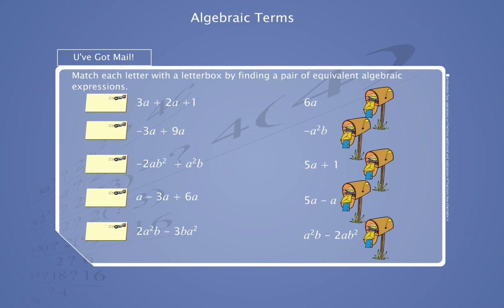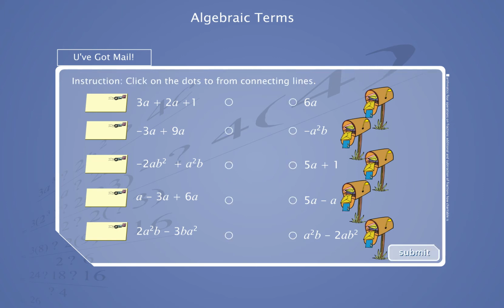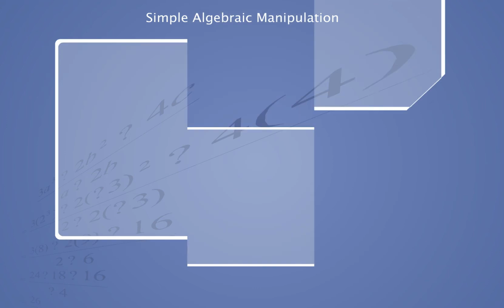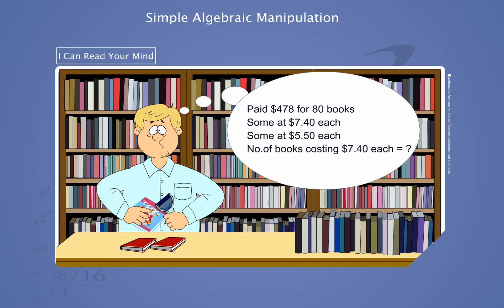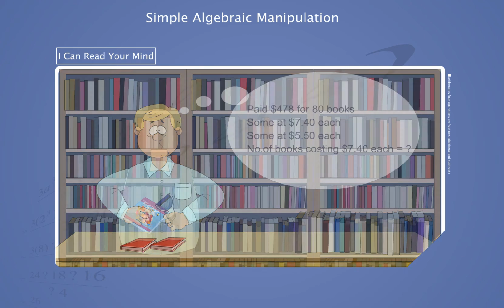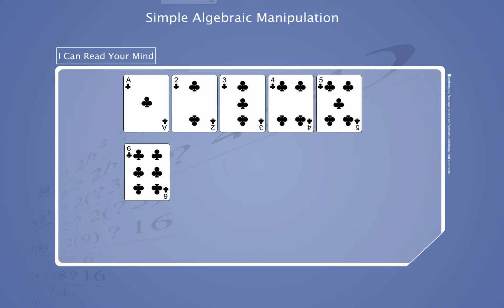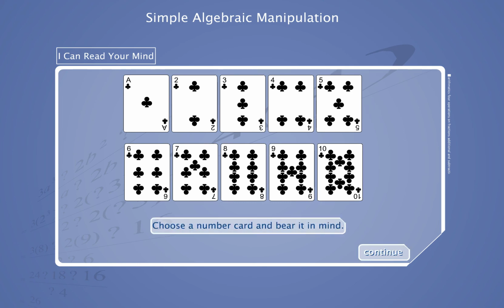Match each letter with a letterbox by finding a pair of equivalent algebraic expressions. Do you know, algebra exists everywhere. The rules of algebra even allow us to read the mind of the others. Let's try this mind game. Have fun.